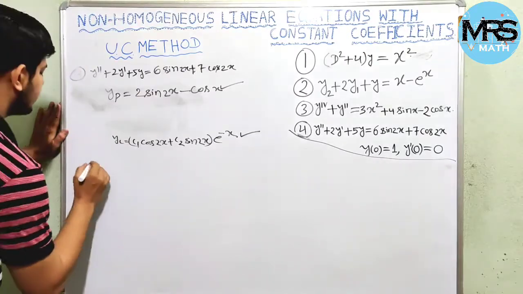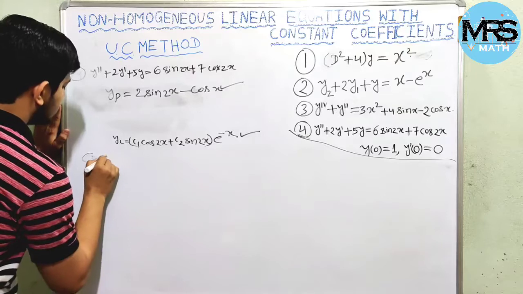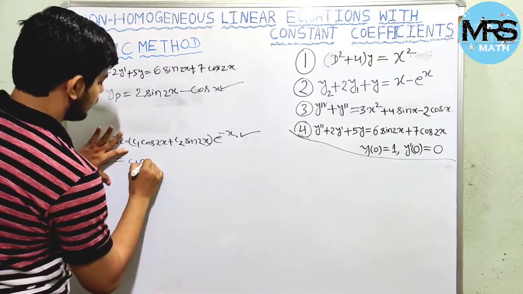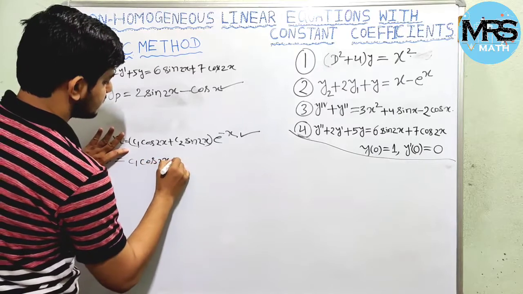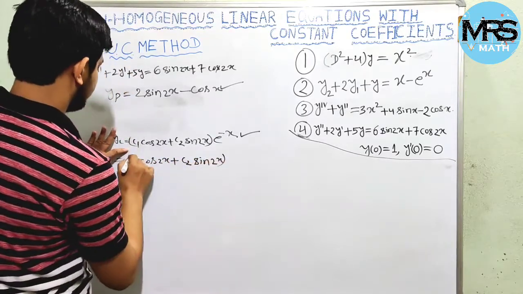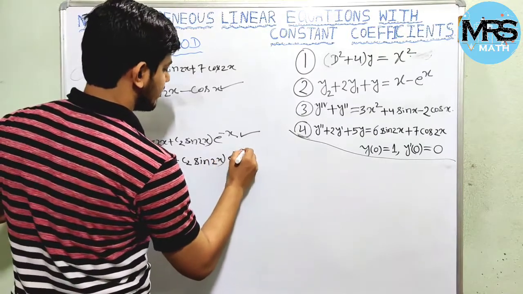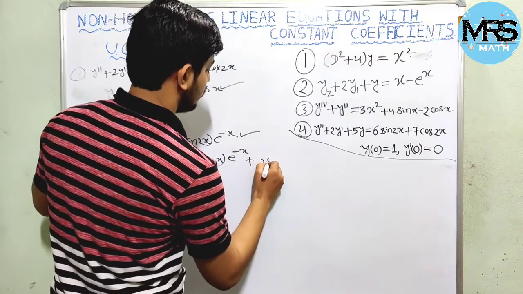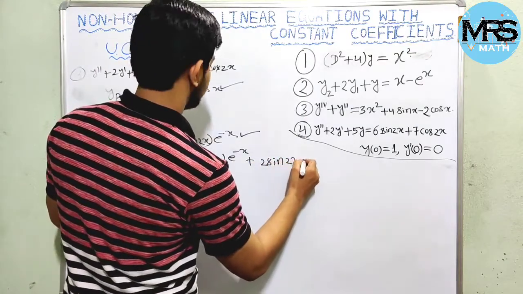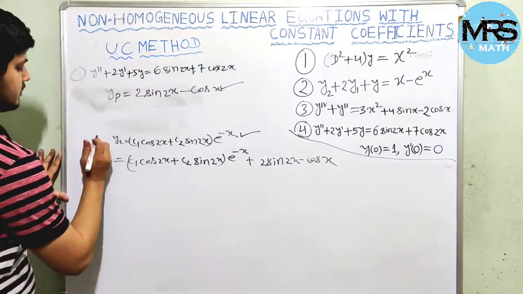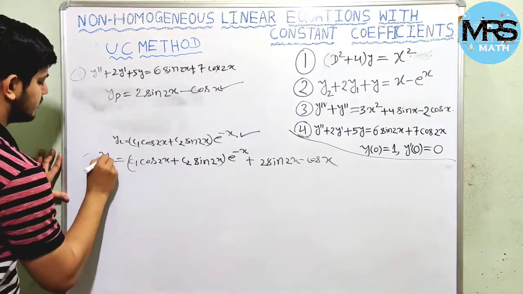So now taking the sum, the general solution will be yc, that means (c1 cos 2x + c2 sin 2x) times e to the power minus x, correct, plus 2 sin 2x minus cos x. Okay, so this is our general solution y.